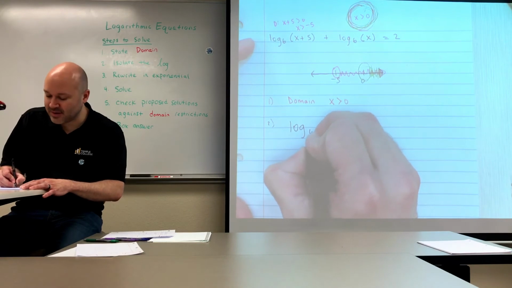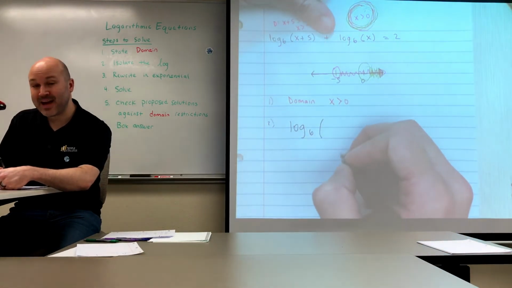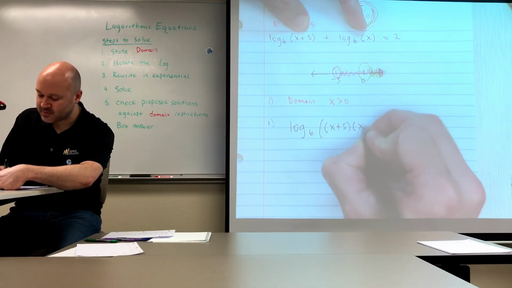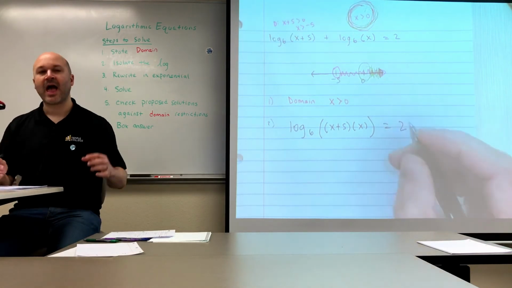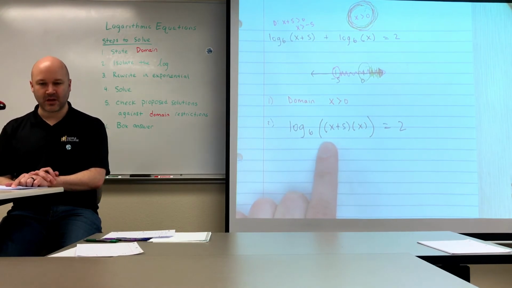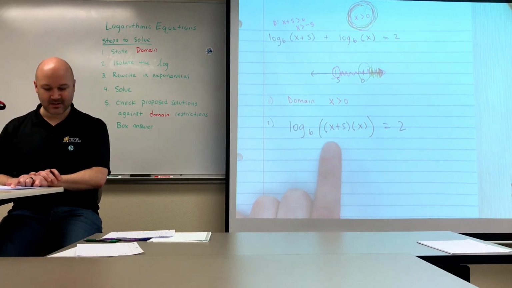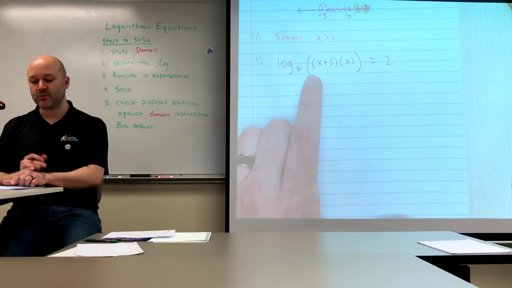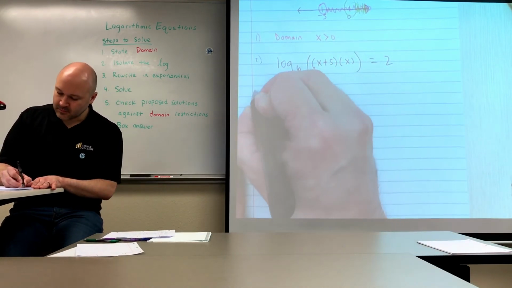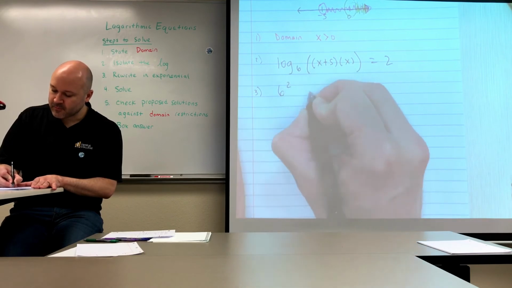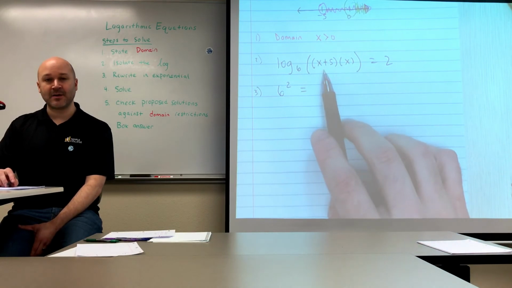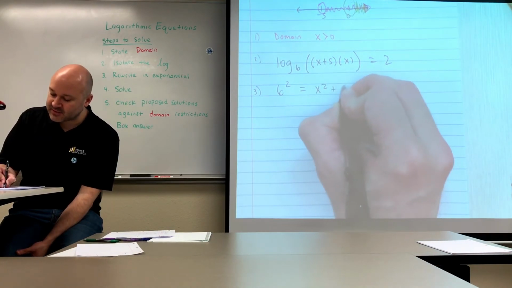A single log base 6 of, because I'm adding, I will be multiplying my 2 arguments. X plus 5 times x. I used my exponent properties to condense those 2 logarithms into a single logarithm. I have isolated my logarithm. I think it's now safe to apply the definition. 6 to the 2nd power will equal my argument. I think I'll multiply out my argument. I'll distribute. X times x plus 5 is x squared plus 5x.